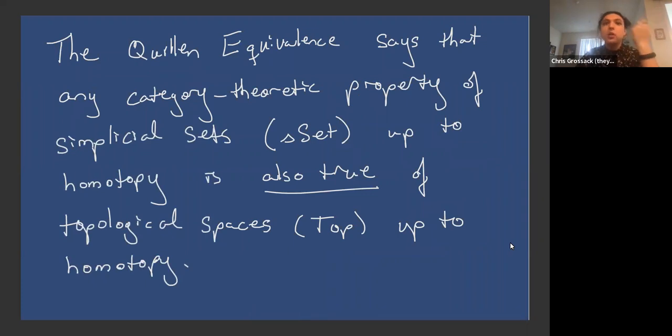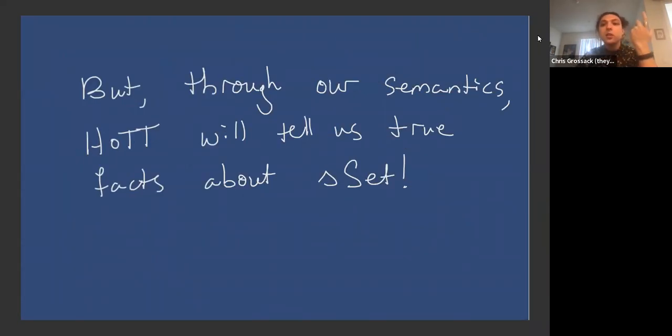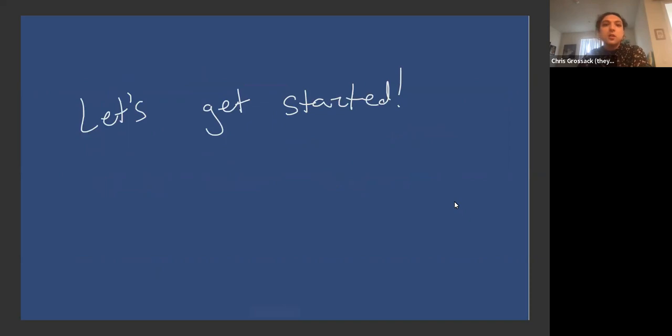So yeah, the equivalence is going to tell us that any category theoretic property of simplicial sets is also true of topological spaces up to homotopy. And I see there's a question for agnostic. But through our semantics, HoTT is also going to tell us, so our semantics will tell us true things about simplicial sets, which we then transfer along this equivalence in order to get true things about topological spaces. So let's go ahead and get started.